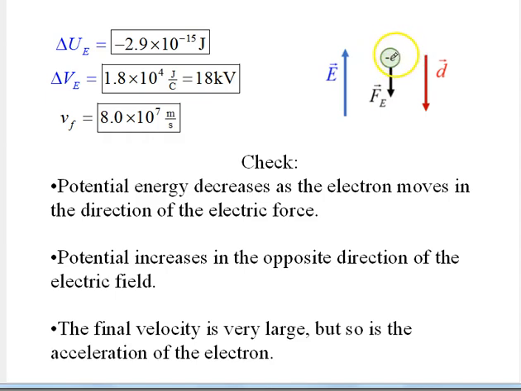But we do have the fact that we have a negative charge. It's being worked on by the electric field. As the electric field is doing the work, we go in the direction of potential increase, or voltage increase, even though the potential energy is decreasing. We do come up with a final velocity that's very large, but the acceleration, you can calculate that, the acceleration of the electron is also very large. And that's the case because the mass of the electron is so small.